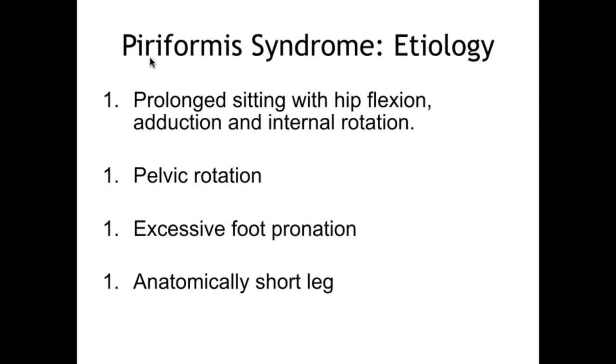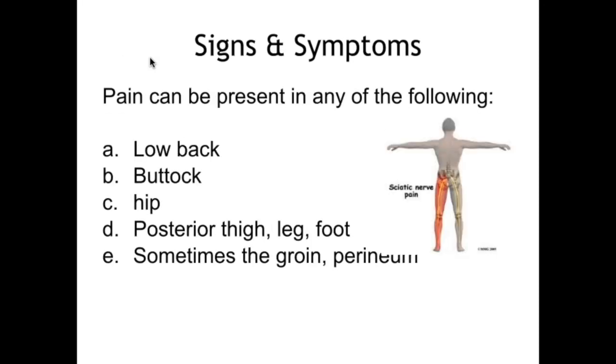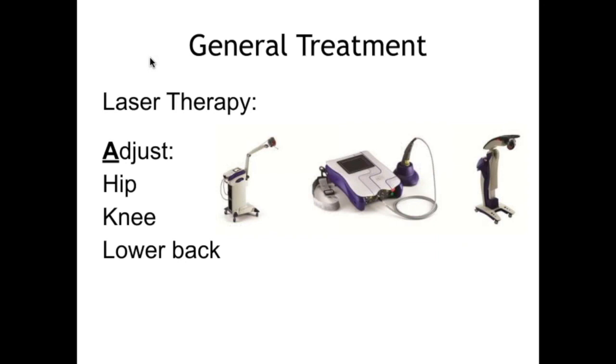There could be some pelvic rotation, again, coming from the feet. Could be excessive foot pronation. Could be an anatomically short leg, all right? That's possible. Now, what are your signs and symptoms? Low back pain, buttock pain, hip pain, posterior thigh, leg, foot, sometimes the groin and the perineum. The perineum are the privates. That's no fun, all right? And again, there are our lasers. There are our friends to help us with our day.